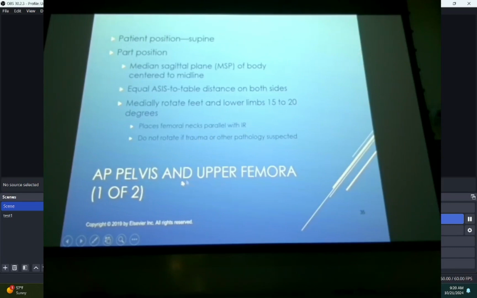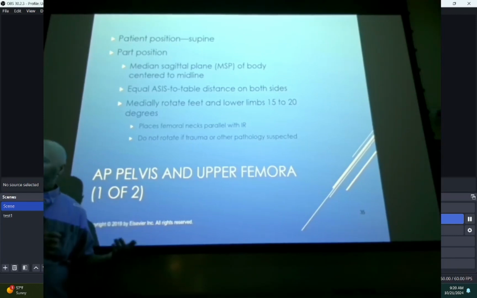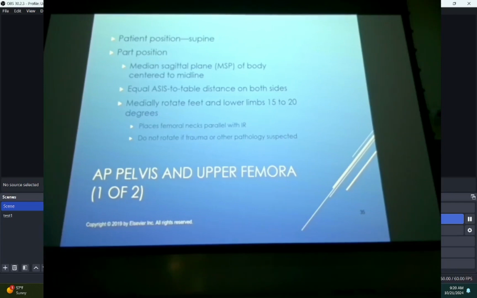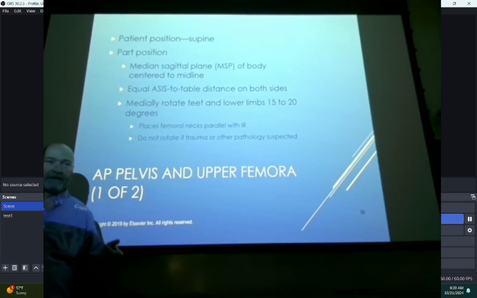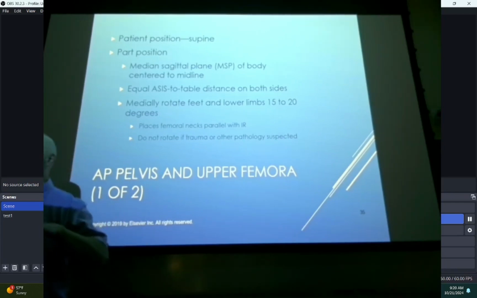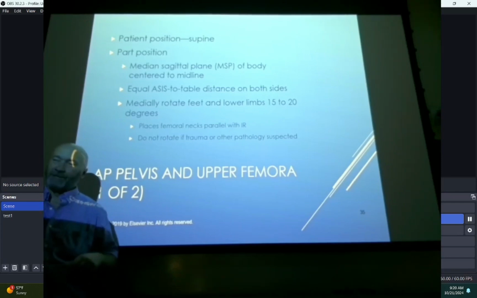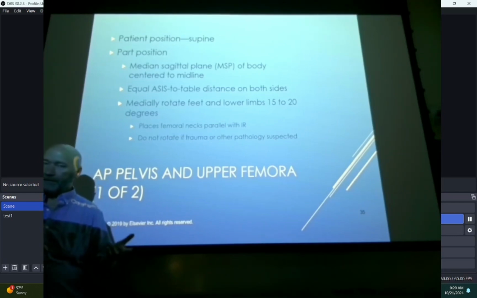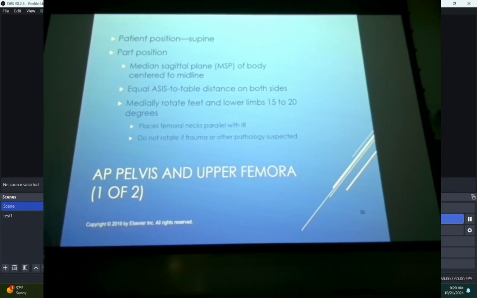All right. So AP pelvis, what we're going to do with AP pelvis is put the top of the image receptor just above the top of the crest. All right. Well, the easiest exams you're going to do. Top of the image receptor, top of the crest. And providing the patient doesn't have a fracture, internally rotate the toes 15, 20 degrees. So if the patient says, I can't internally rotate my toes, well, then take them at their word.